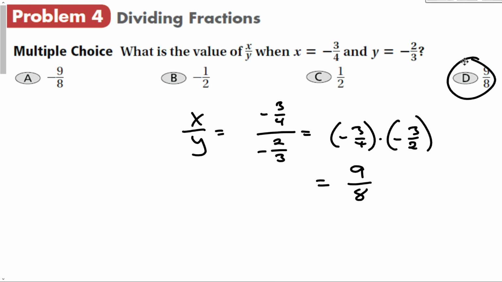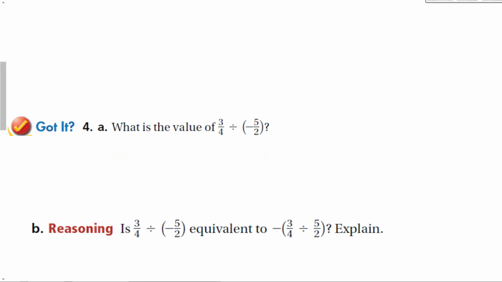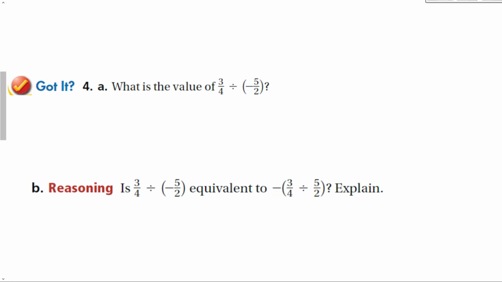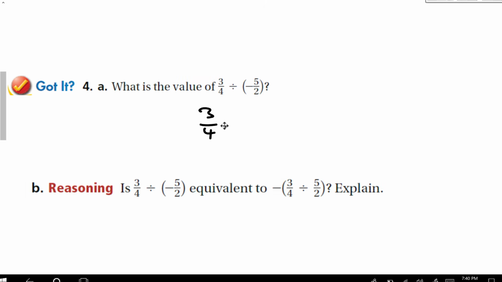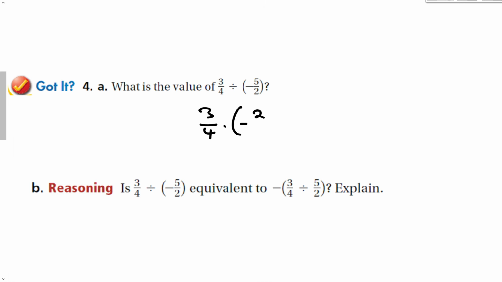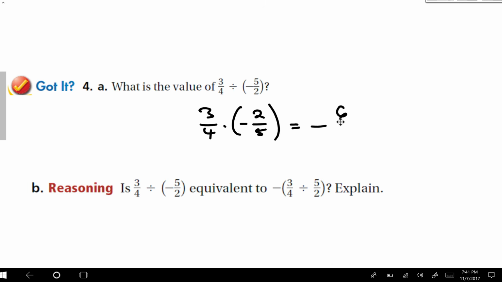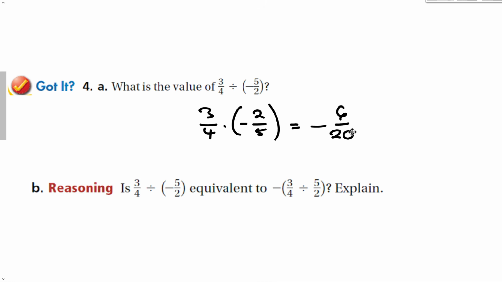Let's do that again with our got it problem. 3/4 divided by negative 5 over 2 means I can multiply by the reciprocal of the second fraction. So that turns into a negative, because it's a positive times a negative, 6 over 20. Now, never leave things that are not reduced. So 6 over 20, we can still reduce that to negative 3 over 10.